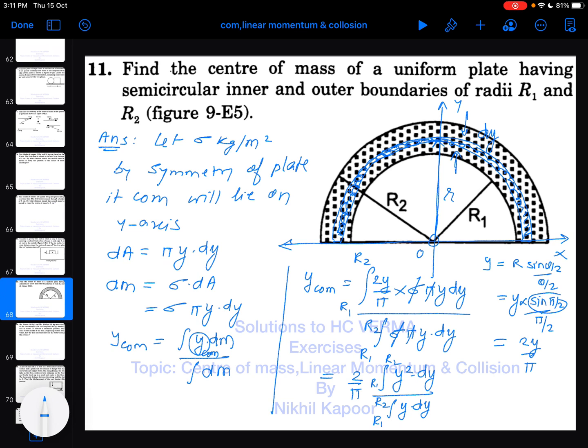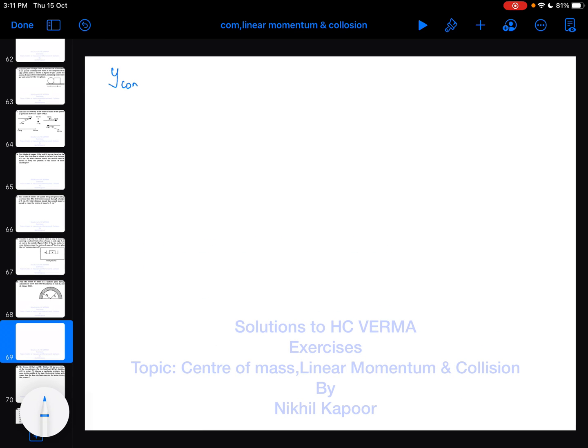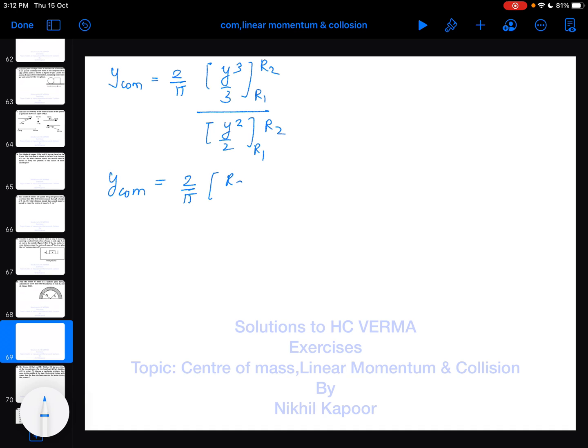Now let's take the next page. So the y coordinate of the center of mass of the semicircular plate will be 2 upon pi. Integration of y square will be y cube by 3, limit varies from r1 to r2, and integration of y will be equal to y square upon 2, limit varies from r1 to r2. So the y coordinate of center of mass will be equal to 2 upon pi in bracket, r2 cube upon 3 minus r1 cube upon 3 divided by r2 square upon 2 minus r1 square upon 2.